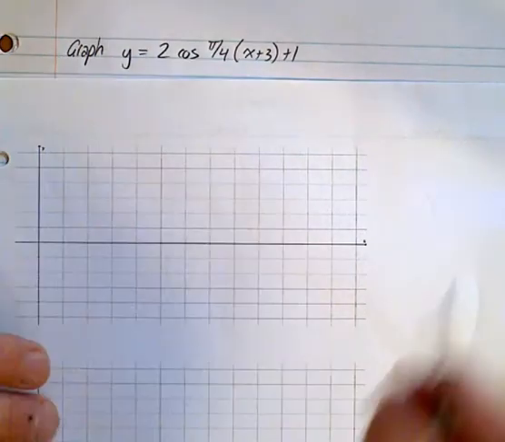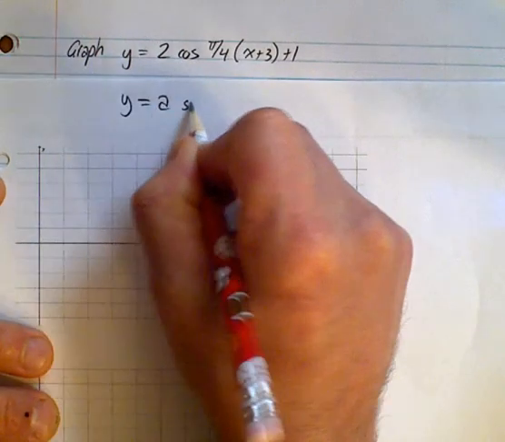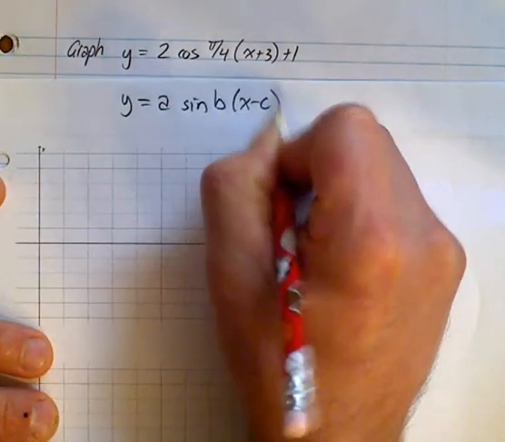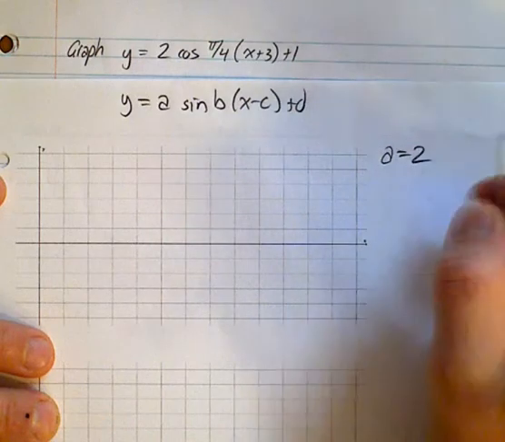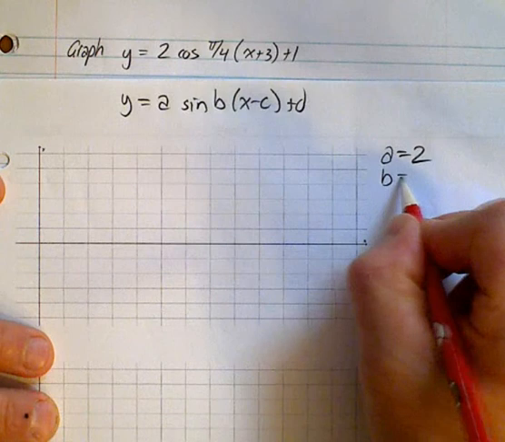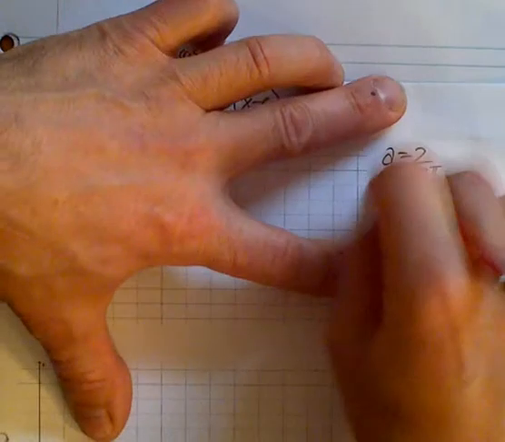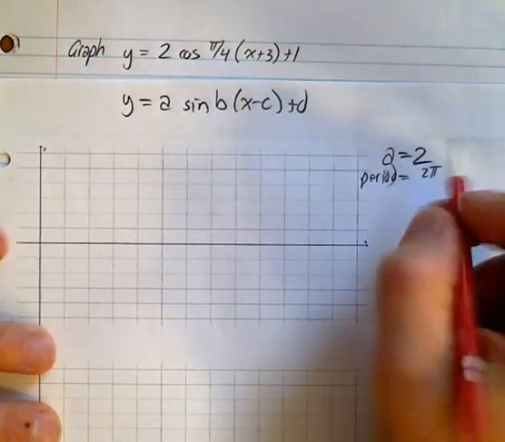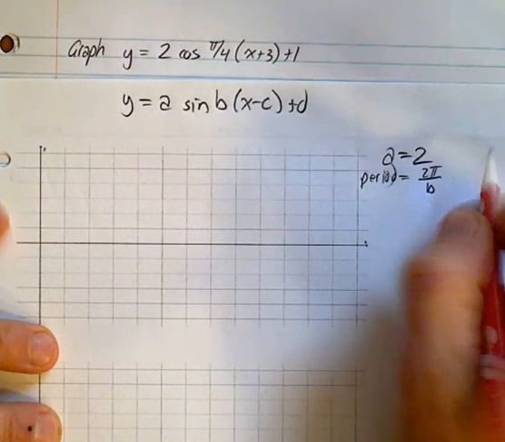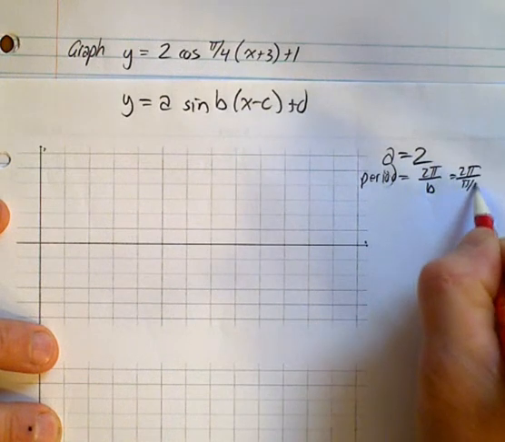Anyways, if you look at this, y equals a bracket sine b, x minus c, plus d, we can see that my a value is my amplitude. Hopefully you can see that's 2. My b value gives the period I need to use for my graph, which is 2 pi over b. So in this case, it's 2 pi over pi over 4, which means that it's 8.